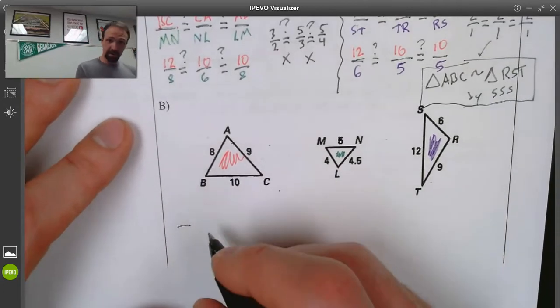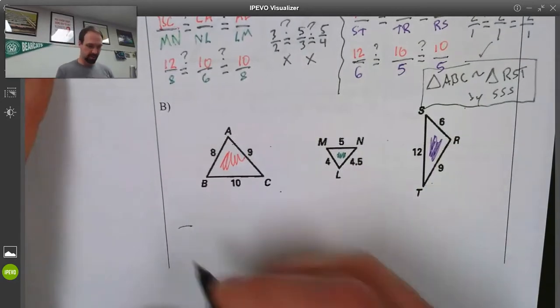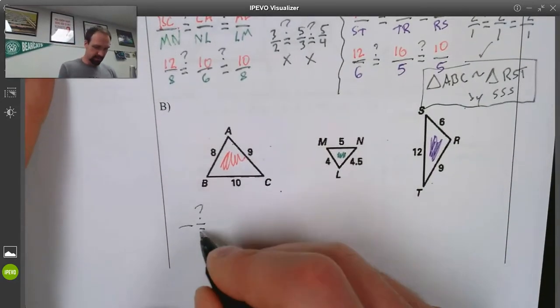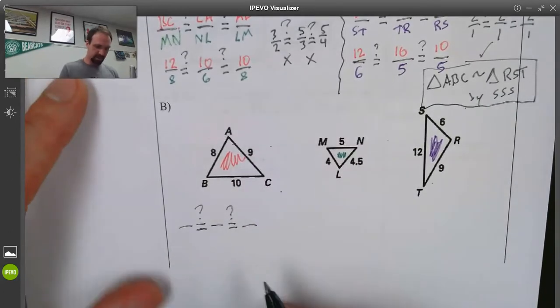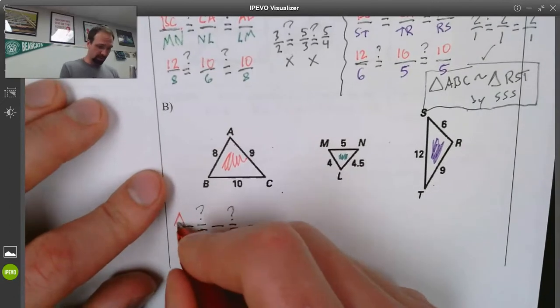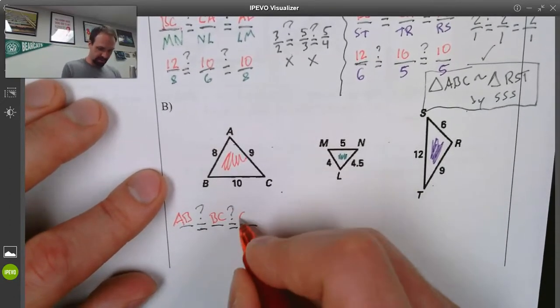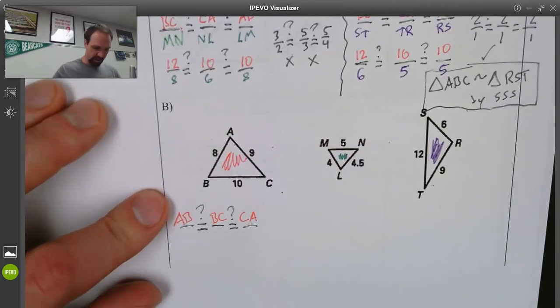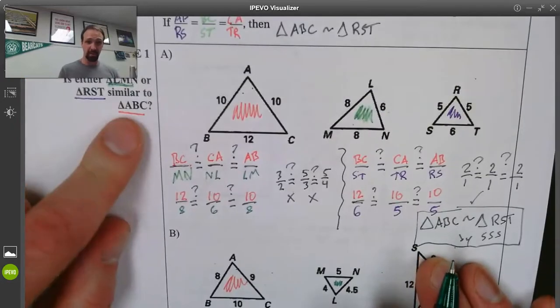So I'm going to set it up just like we did with the other one. So I'm going to have here, and then there we go. Here, equal sign with a question mark. And so now I'm going to go in alphabetical order this time. So I have AB, BC, and then CA.